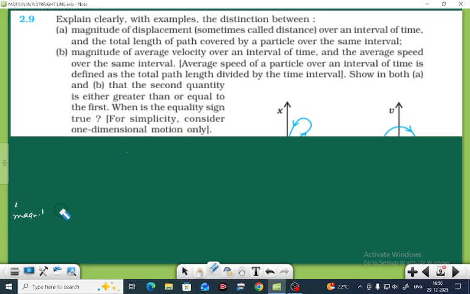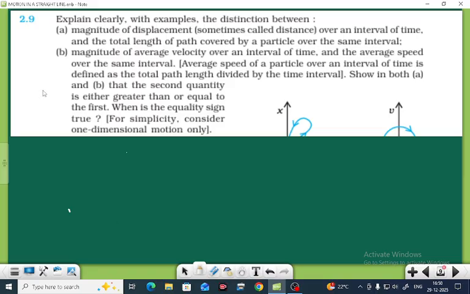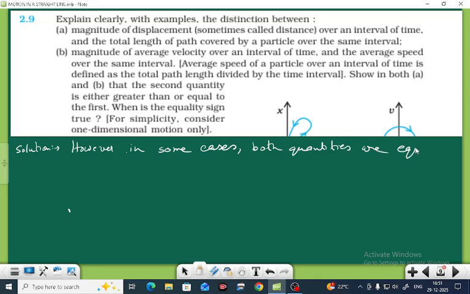Here you can see another important thing: however, in some cases both quantities are equal to each other. And now we'll do question number B.